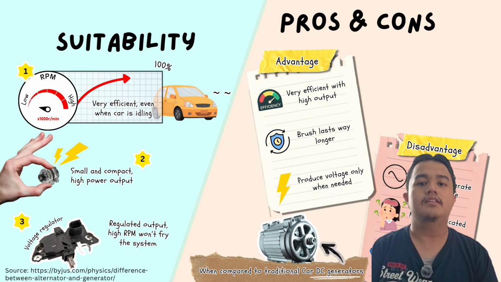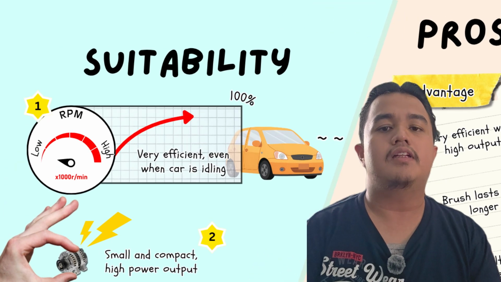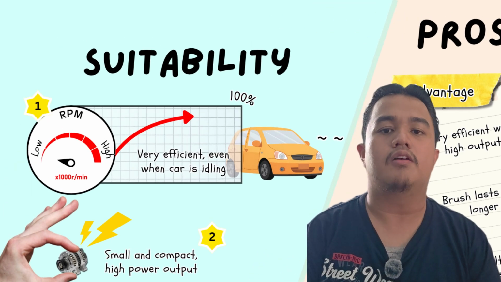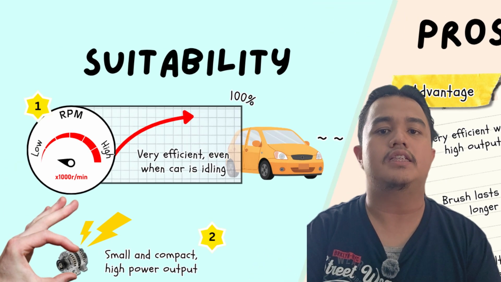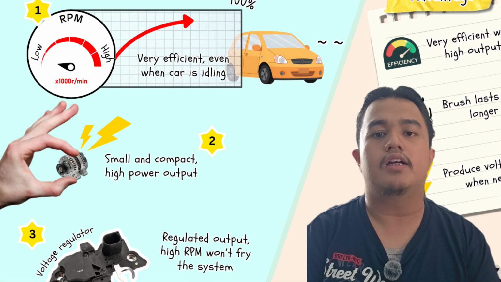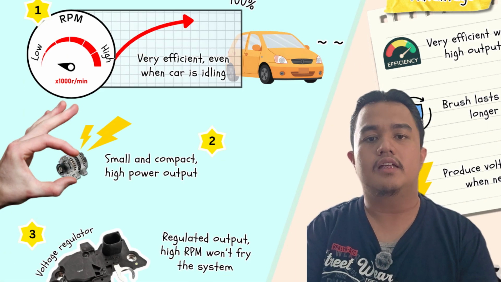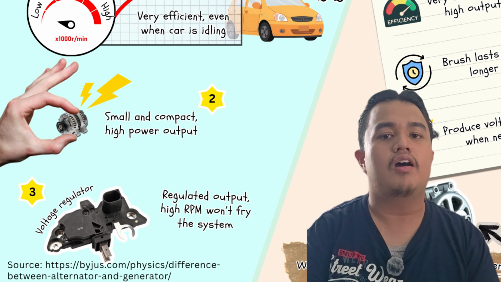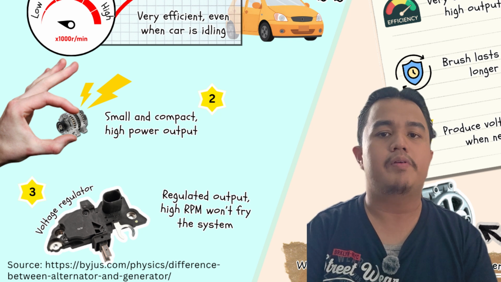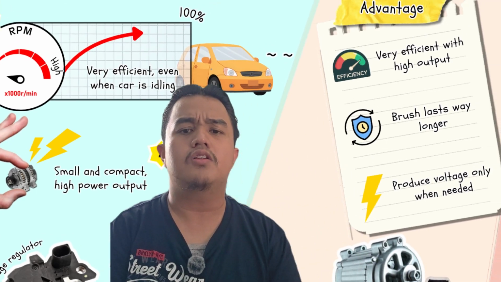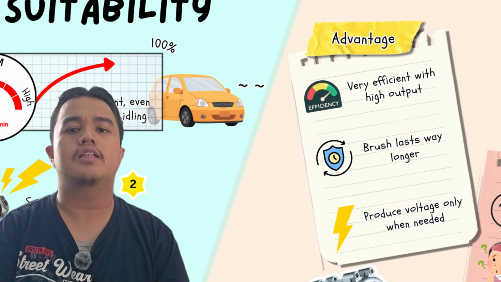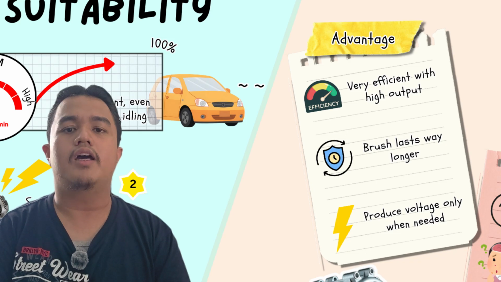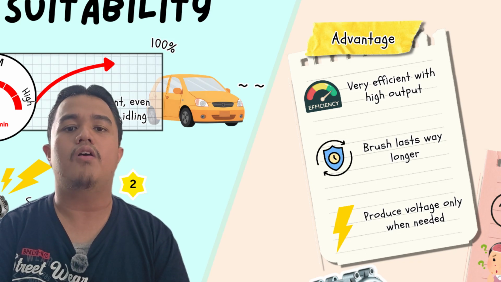So, why is the alternator the right machine for this? Three main reasons. First, it's efficient across a wide RPM range, even when the car is just idling. Second, it's compact with a high power output relative to its size. Third, the voltage regulator ensures a stable DC output, regardless of how fast the engine is running, so high RPM won't fry your electronics. It is also highly reliable, low maintenance, and cost-effective to manufacture, which is why it's the standard choice across virtually all vehicles.